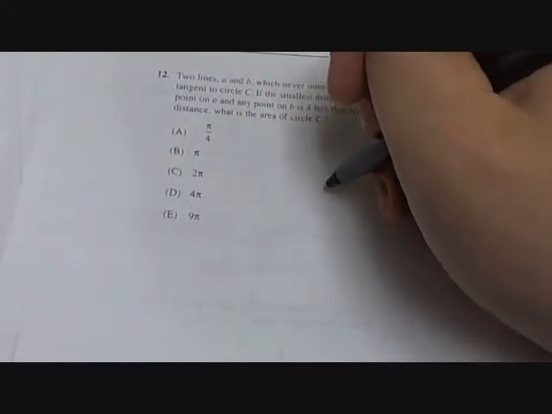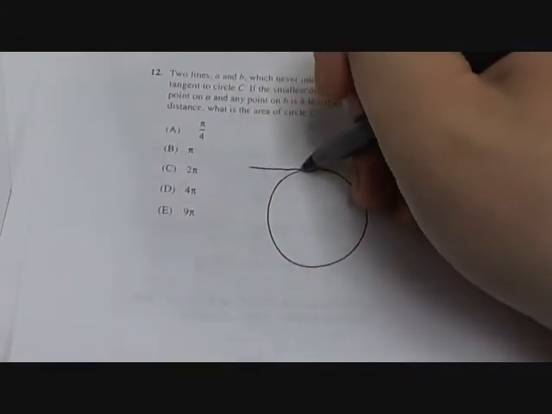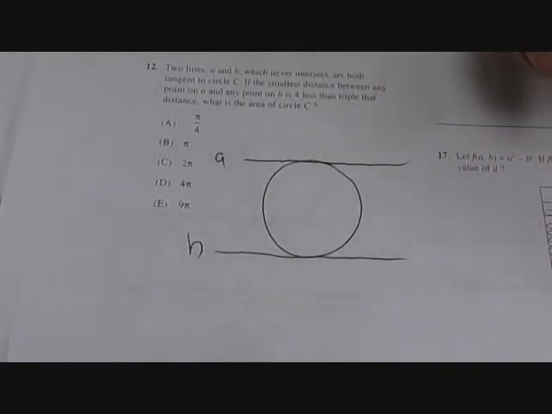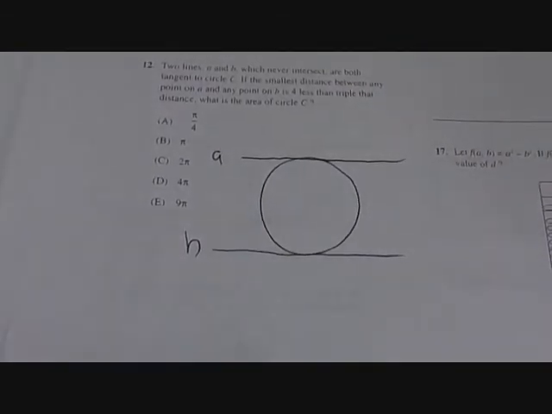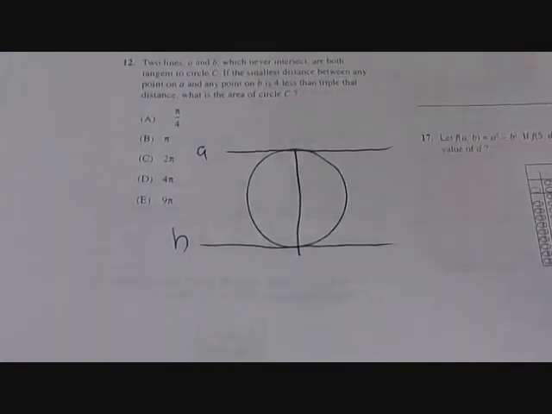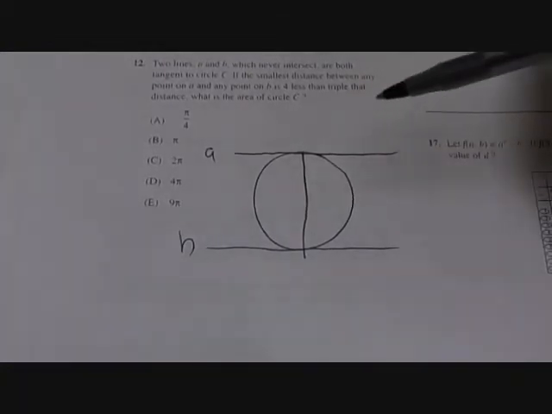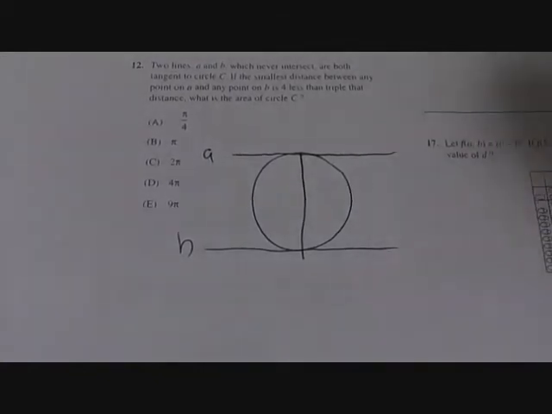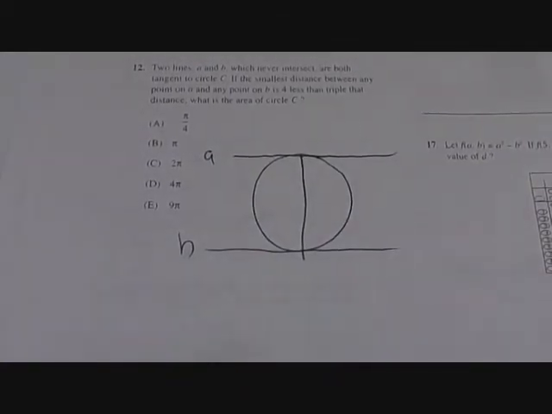12. Two lines A and B which never intersect are both tangent to a circle. So it would be helpful to draw it, to figure out what you're talking about. They're both tangent and will never touch, so it means they're parallel. So that works. Let's say this is A, this is B. Alright, the smallest distance between any point on A and any point on B. To find the smallest distance is always just the straight line. So this straight line right here, not so straight, but you get the point, is 4 less than triple that distance. Alright, so that sounds a little bit wordy, a little bit confusing.